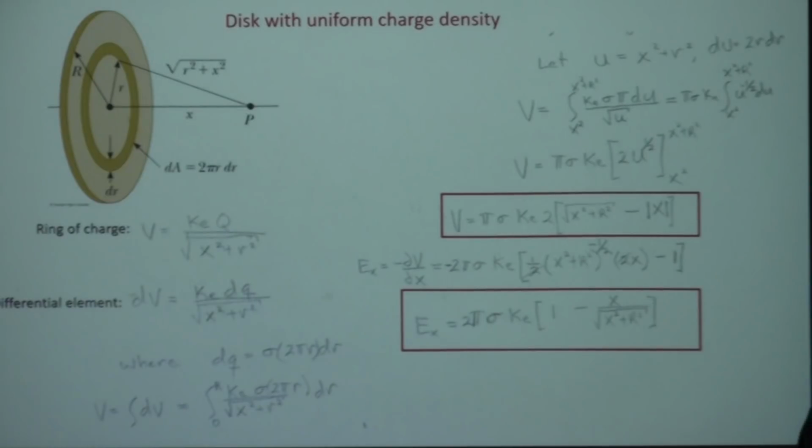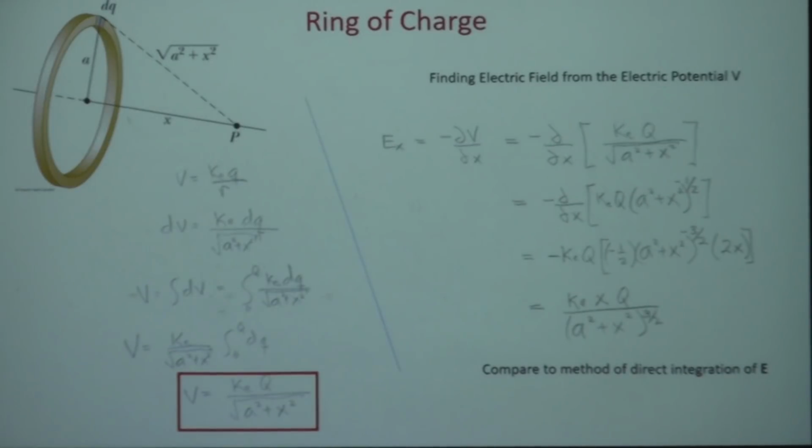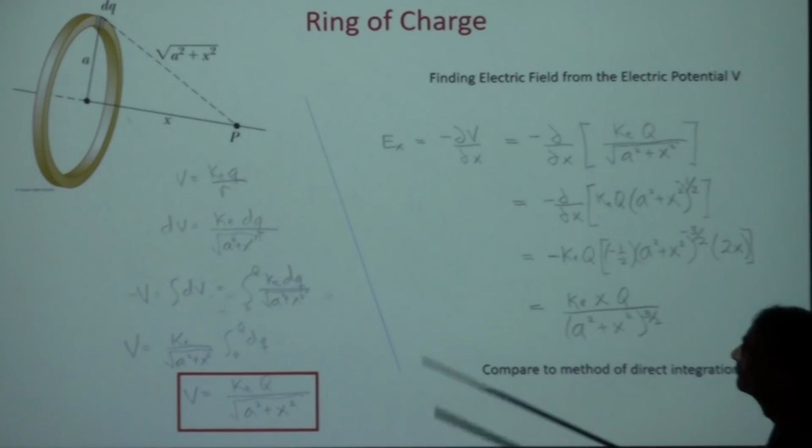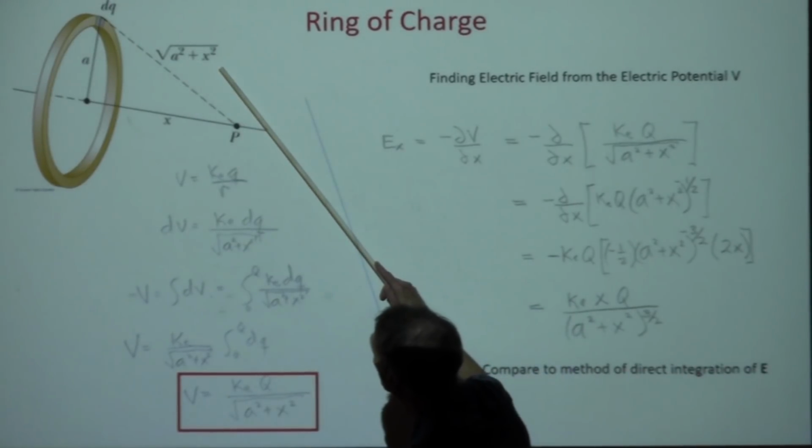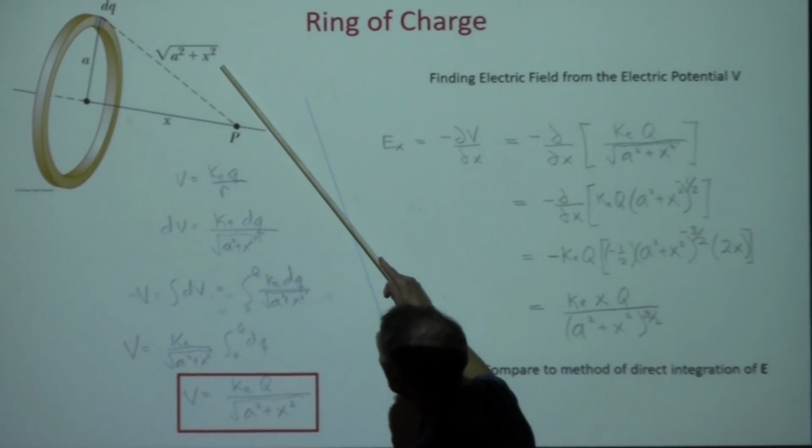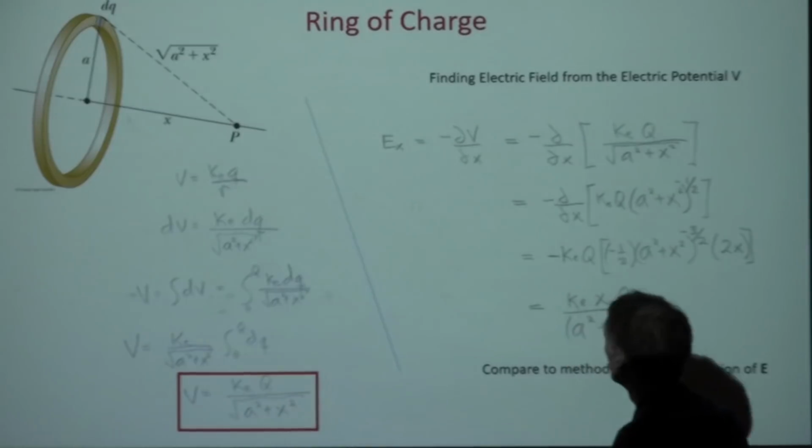Okay. Wait, I have a quick question about that. I understand how we changed r to the square root of a squared plus x squared, but why did we do that? Because we end up with the same thing. Can't we just say r, because r is a constant? Oh, yes, you could do that.